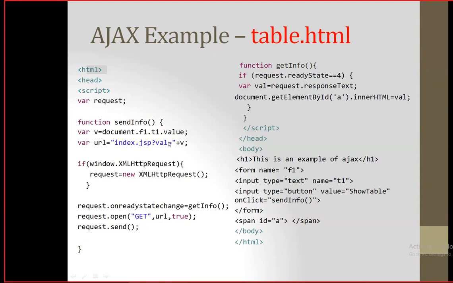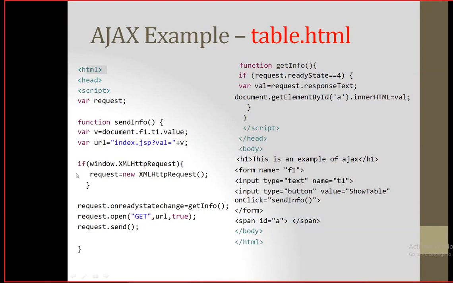So we are getting the value as document.f1.t1.value, that is, f1 is the name of the form, t1 is the exact control from where the value is to be fetched, and value is the attribute. So we get the value and then we append that value to our URL. We are creating URL parameters here, right? There is an index.jsp page to which we will be passing a parameter called val, and its value will be whatever has come in v. This is how we build our URL.